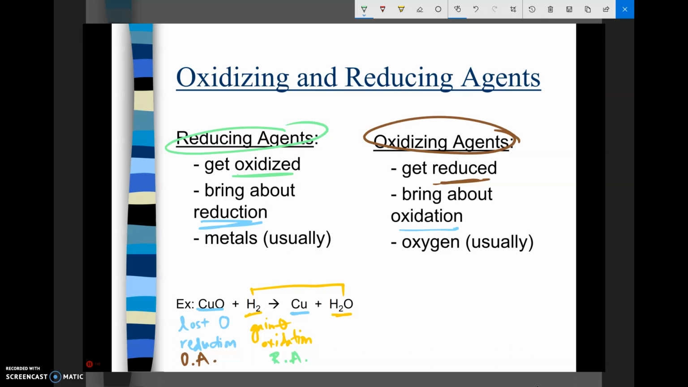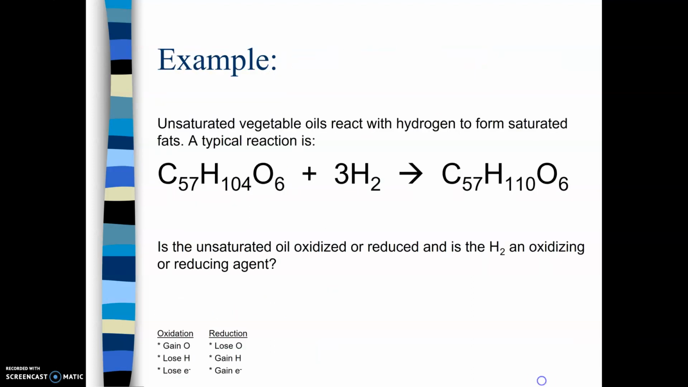2 oxide is undergoing reduction, and it's the oxidizing agent. The hydrogen in this case is undergoing oxidation, which is the reducing agent, because it's going to help the copper 2 oxide become reduced. That's why it's the agent. So just remember, it's oxidized. I mean, it's the opposite. Okay. All right, let's do another problem.